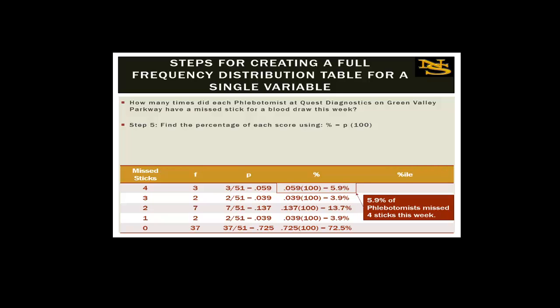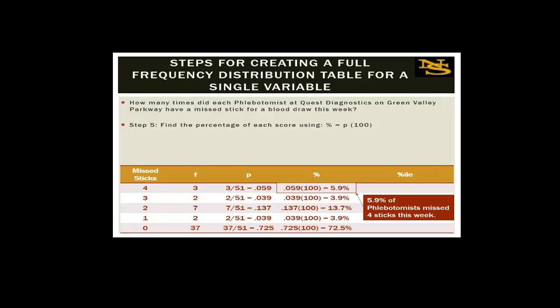Next, you want to fill out the percent column. Now, the percent column is pretty simple to calculate. You're just taking that proportion or probability and multiplying it by 100. I don't know about you, but I prefer to describe things in terms of percentages instead of probabilities or proportions. It's just something we're all more familiar with.